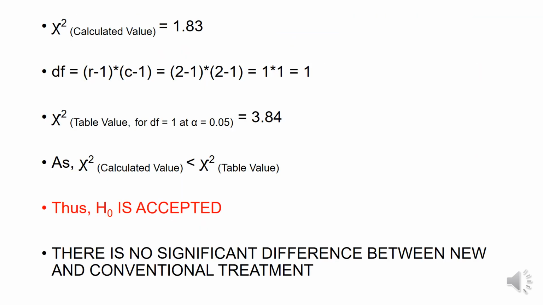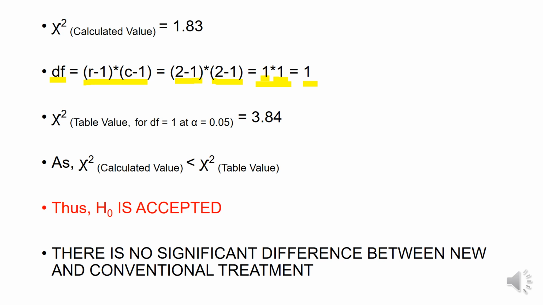Further, we'll calculate the degree of freedom. In case of categorical data, the degree of freedom will be calculated by multiplying R minus 1 with C minus 1. In this case, the number of rows was equal to 2 and the number of columns was equal to 2. So 2 minus 1 into 2 minus 1. 2 minus 1 is 1. Again 2 minus 1 is 1. When 1 is multiplied by 1, it results in the degree of freedom equal to 1.